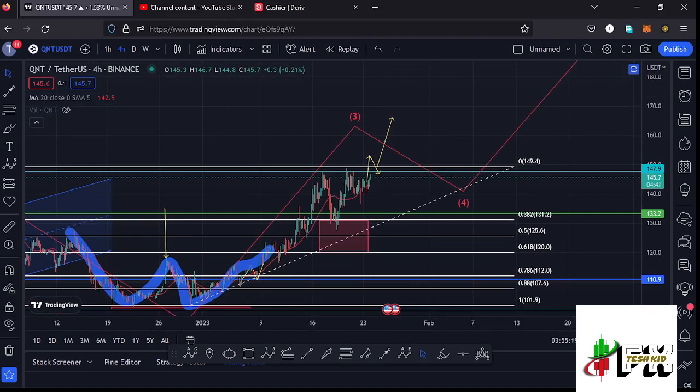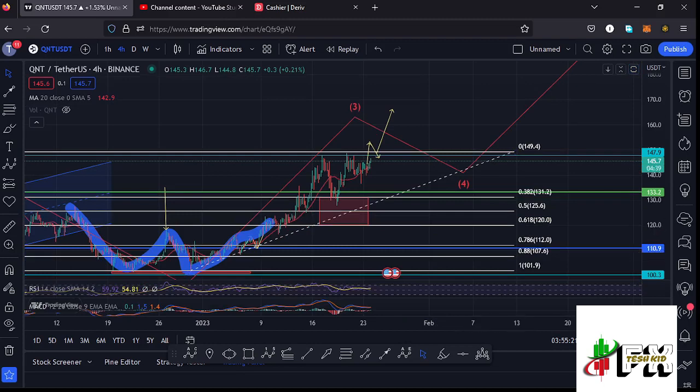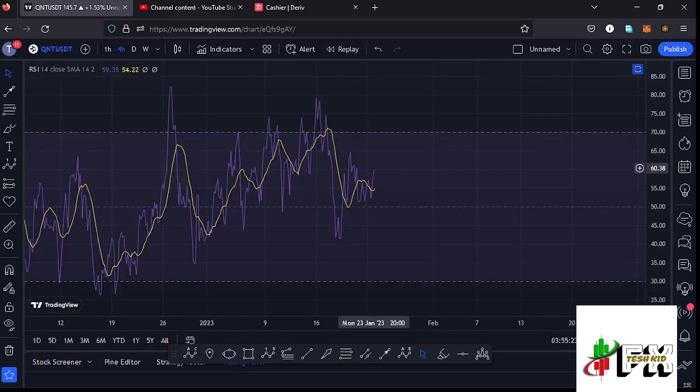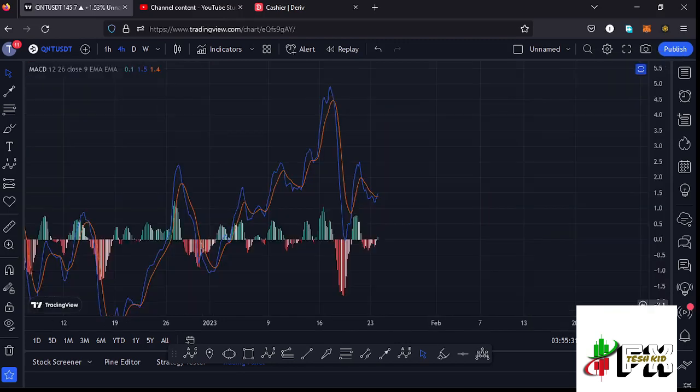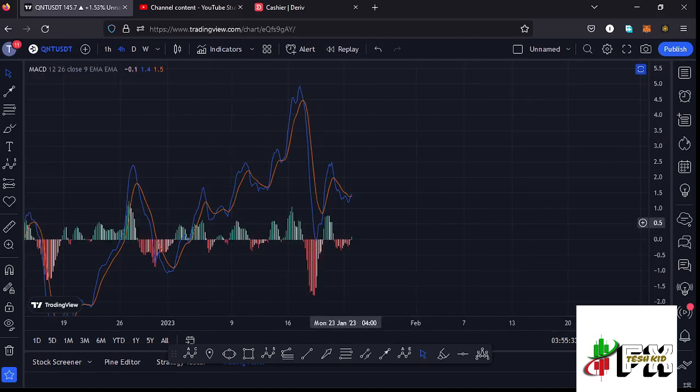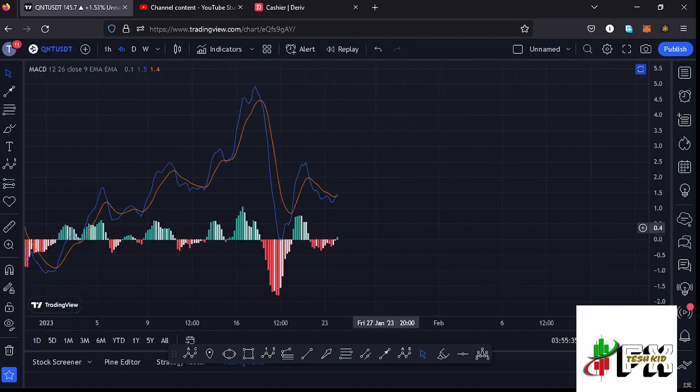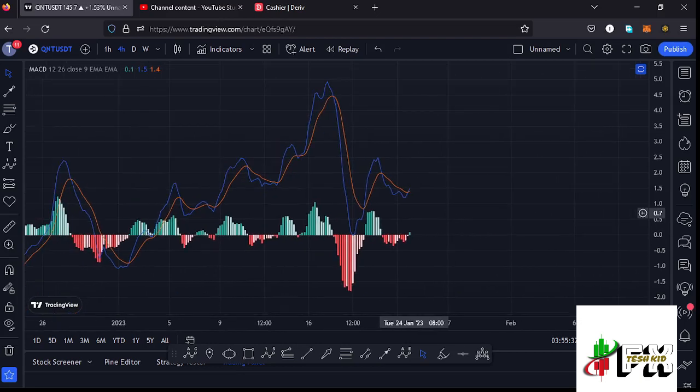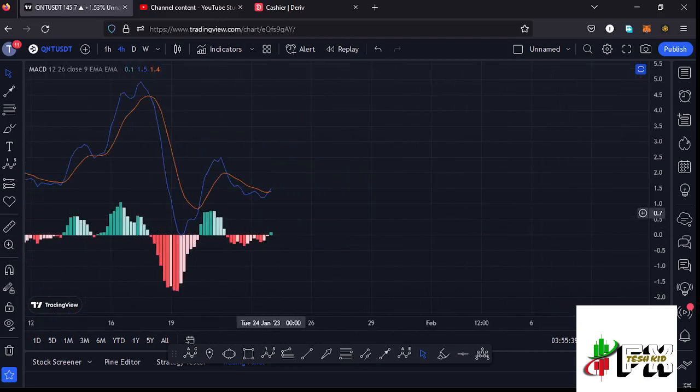And also taking a look at the indicators, here on the RSI we are trading at around the 60 mark, meaning we have massive room for us to support any movements to the upper side in the formation of that wave 3. Also taking a look at the MACD, we have been able to print a bullish cross, and we are also seeing an increase in the buying momentum. So that is what I'm expecting on the Quant chart, and I'll keep you updated.